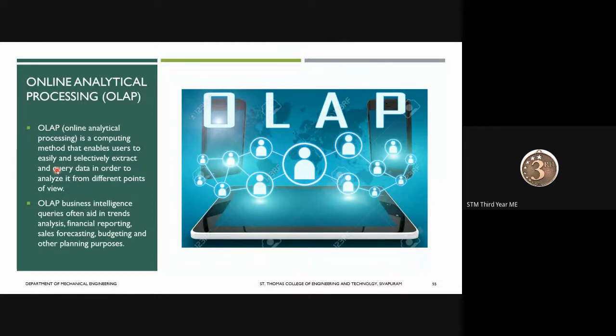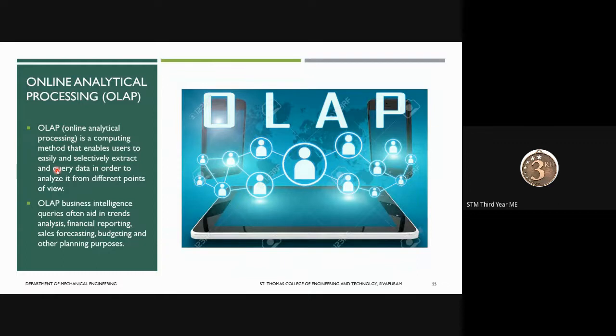So we are obtaining data by inserting a query, by inserting a question, and that data is then used for analysis purposes. That is what is known as online analytical processing, or OLAP. Okay, hope you understood that.